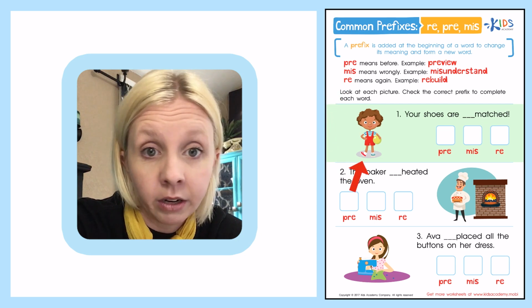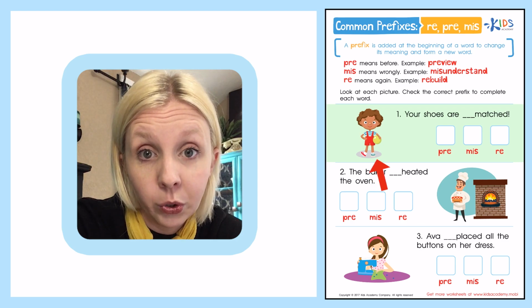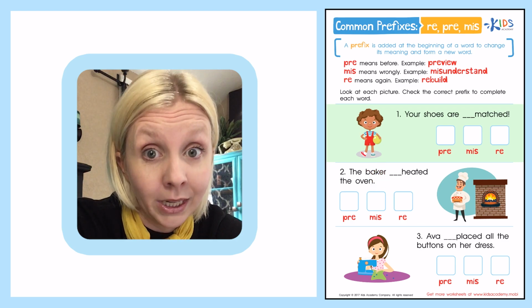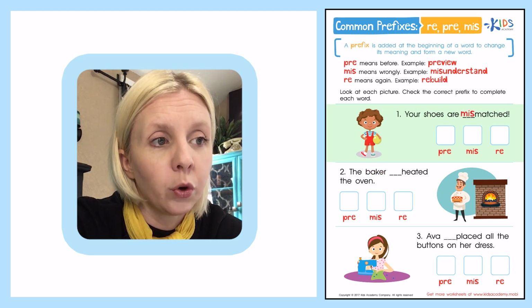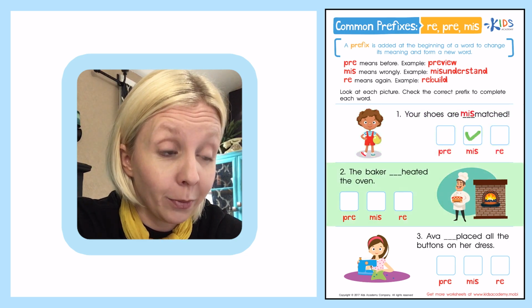Well, look at this little guy down here. It looks like his shoes, he's got one red shoe and one green shoe. So that would mean that it's wrongly matched or mismatched. So mis would be our correct answer here, okay? Let's go down to number 2.